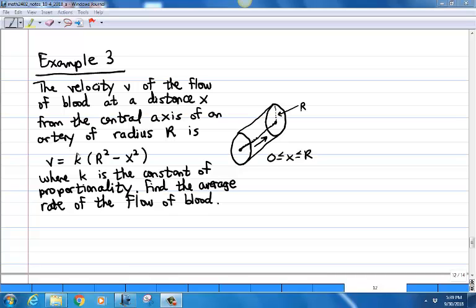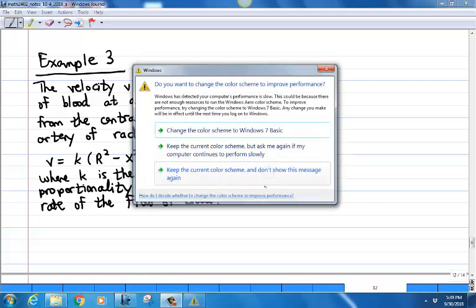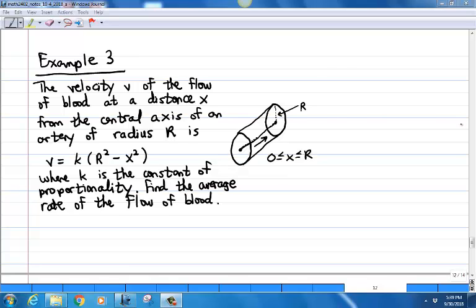And in this formula, of course, x is the variable, r is again the radius of the artery, and k is a constant of proportionality that can vary depending on, I guess, the particular artery or particular animal. And so what we want to find is what is the average rate of flow, what's the average velocity of the blood through this artery.